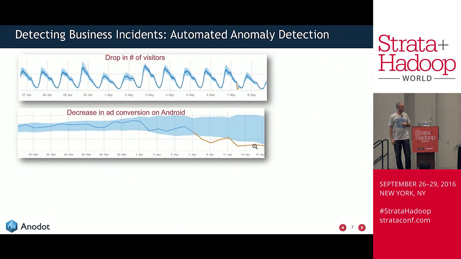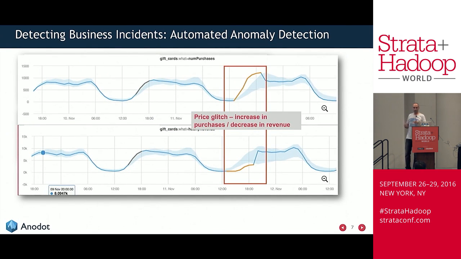Here's another example. This is a decrease in ad conversion on Android devices. Again, you see the shaded area where it should have been, and then it goes below it. And a decrease in ad conversion actually leads to revenue loss. Some cases are not univariate. Some cases, to understand what's happening, you have to look at multiple of these metrics together.